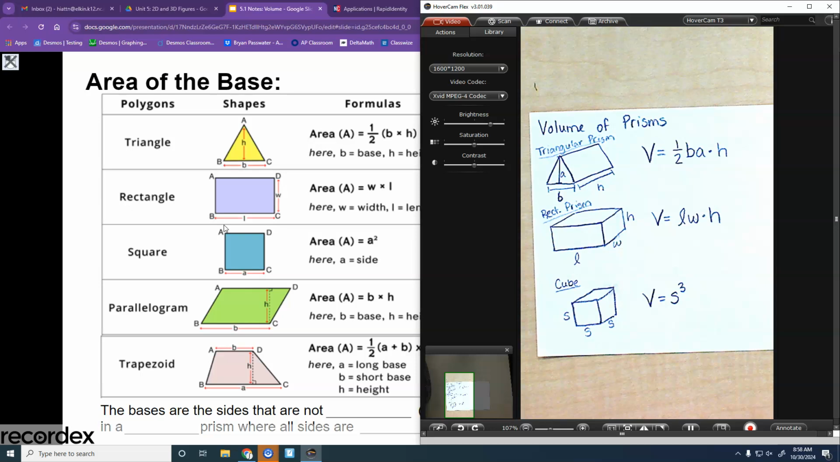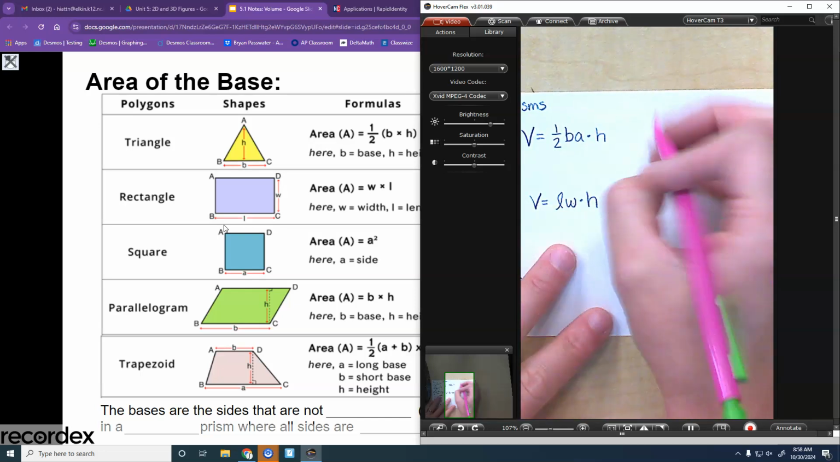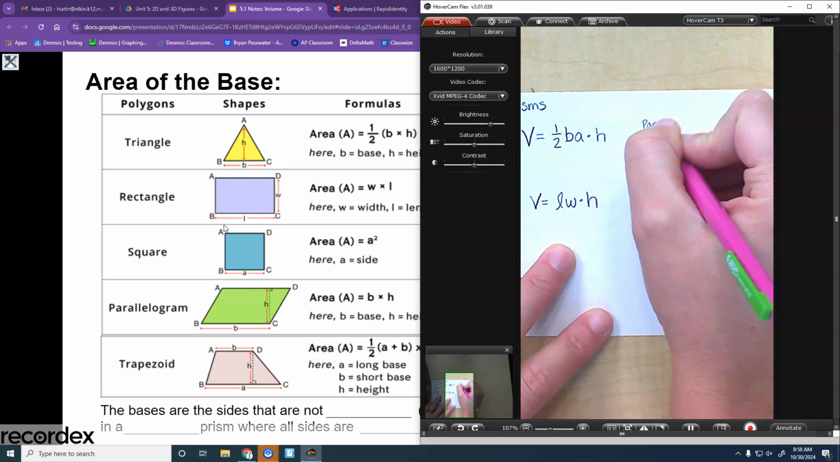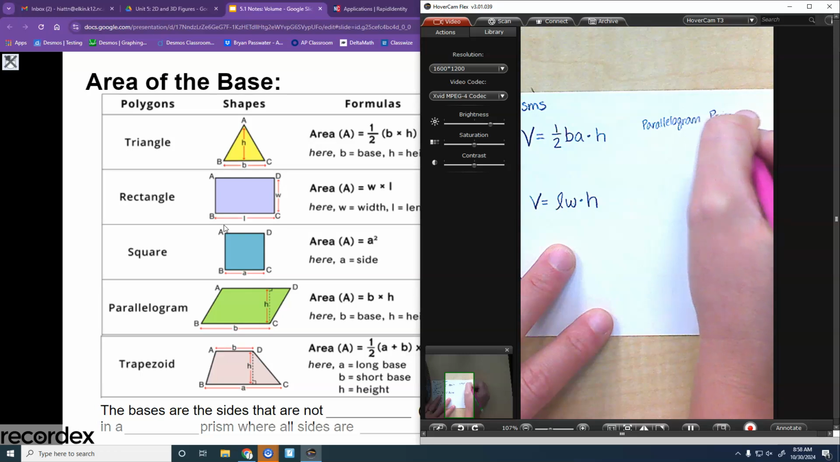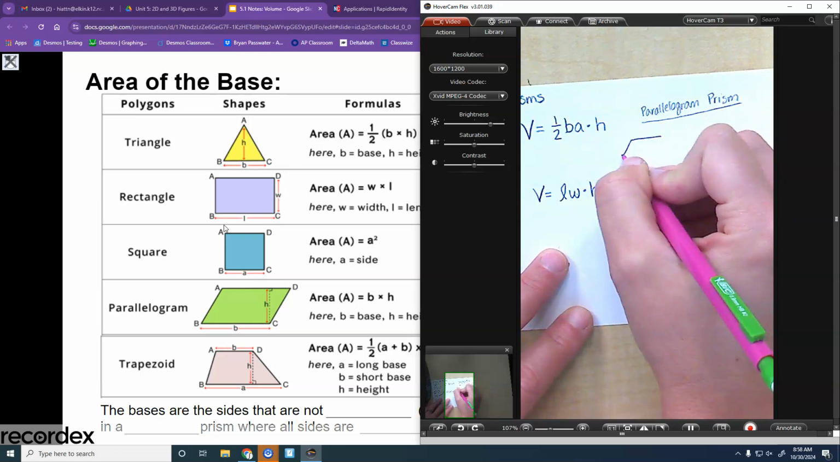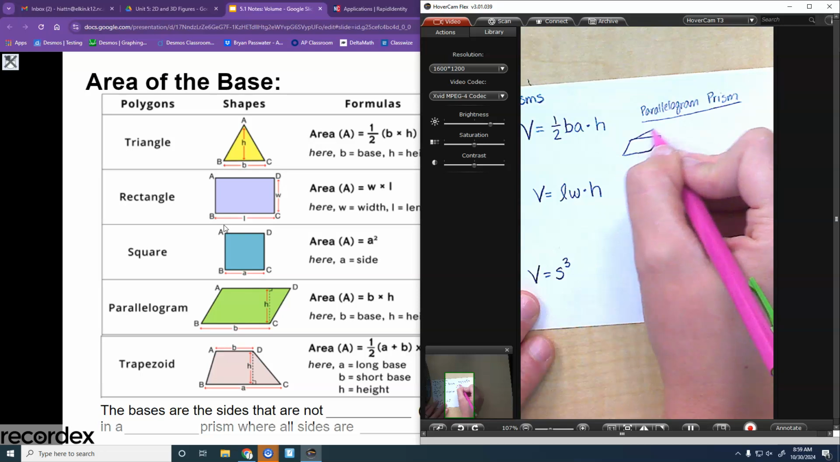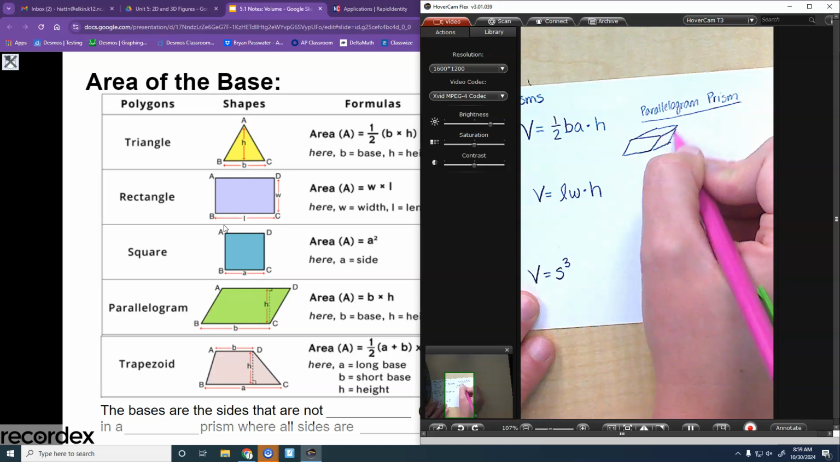Okay, everybody good here? All right, let's do, I guess that's called a parallelogram prism. Let's just do parallelogram. So for this one, draw yourself a parallelogram. You'll have lines from each side and connect those lines.